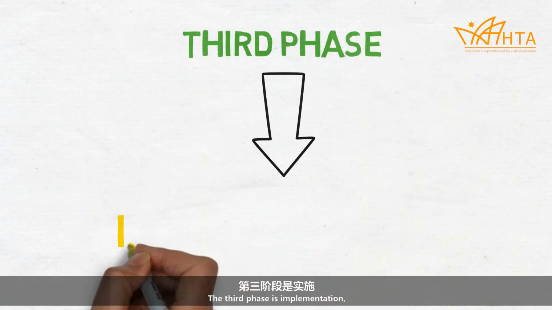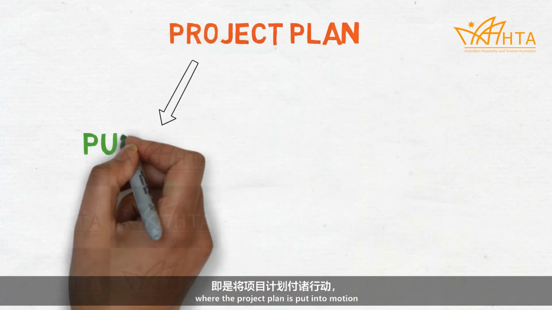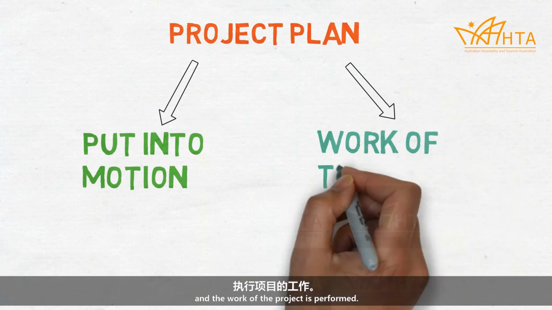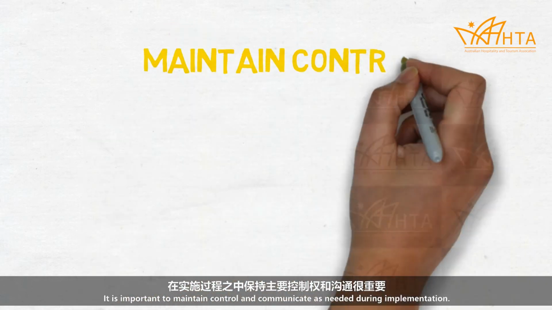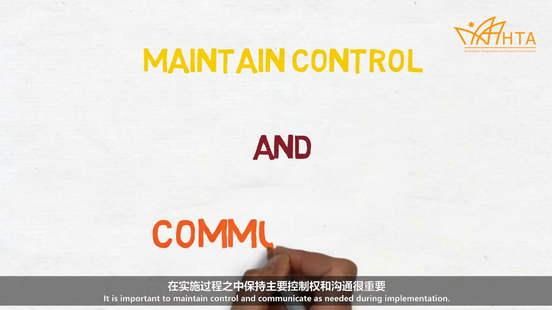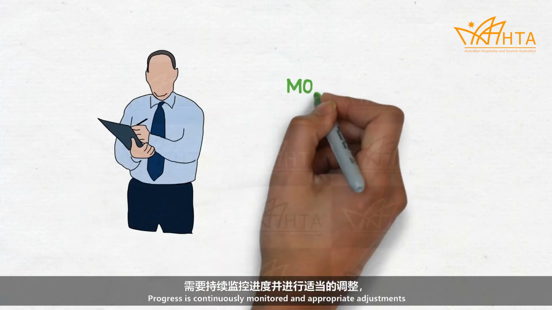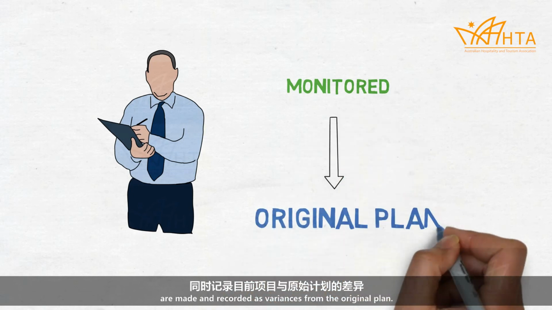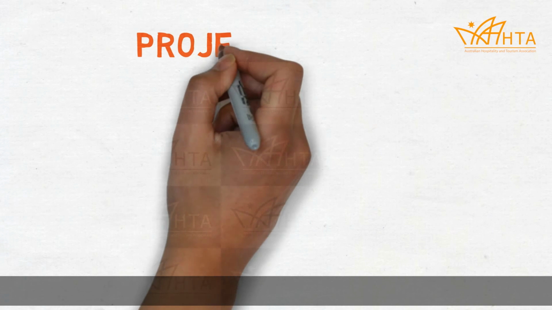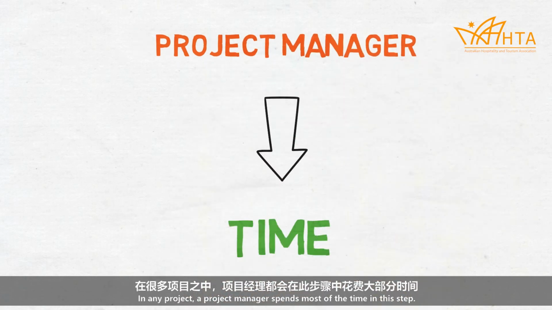The third phase is implementation, where the project plan is put into motion and the work of the project is performed. It is important to maintain control and communicate as needed during implementation. Progress is continuously monitored, and appropriate adjustments are made and recorded as variances from the original plan. In any project, a project manager spends most of the time in these steps.